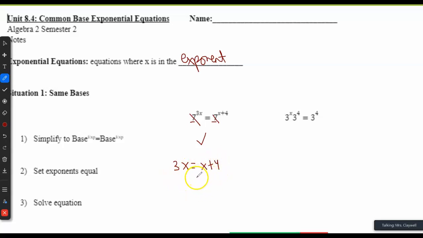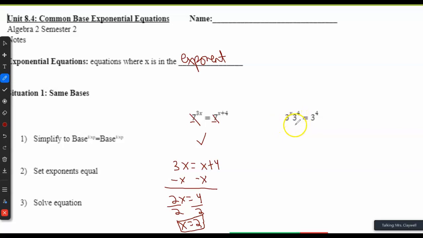And now this is back to algebra 1, just a two-step equation. 2x equals 4. x equals 2.